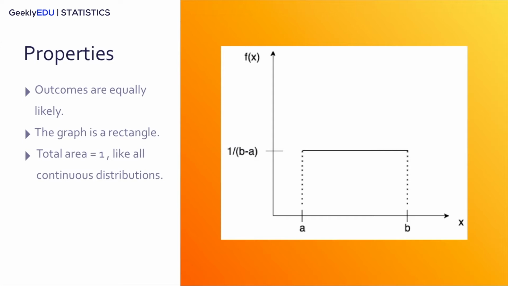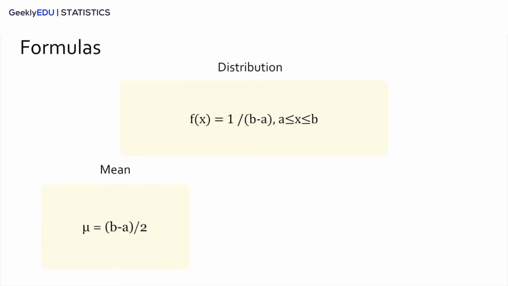Let's take a look at the formulas for the uniform distribution. First of all, f of x, x being some random continuous variable, equals 1, which is the total maximum probability, divided by b minus a, where x is some value between a and b. The mean is, as you might have guessed, calculated by adding a and b and dividing that by 2, so it's the middle of the rectangle.